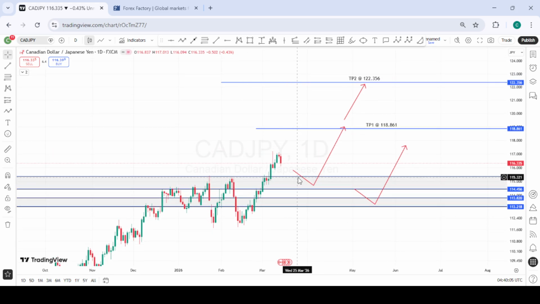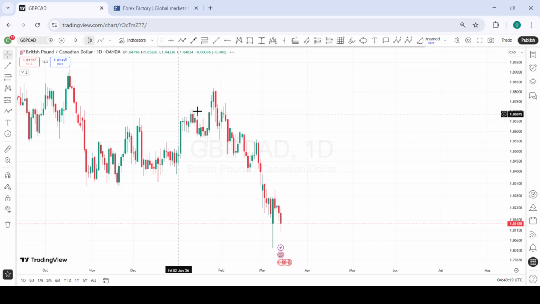So it's either price retraces to this zone and gives us buying opportunities, or retraces to the second zone below, and we'll still be interested in looking for the buys from there as well to the upside. So these are various targets we have for CADJPY.